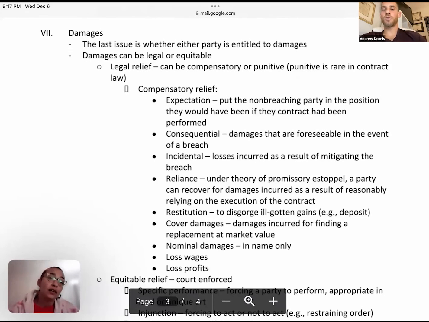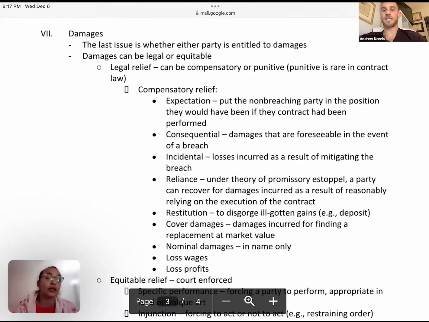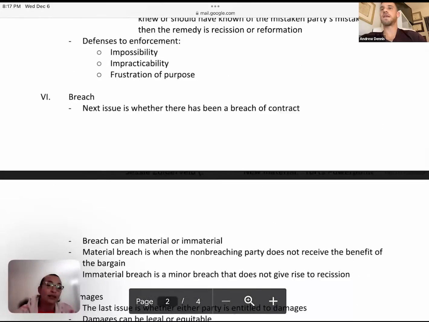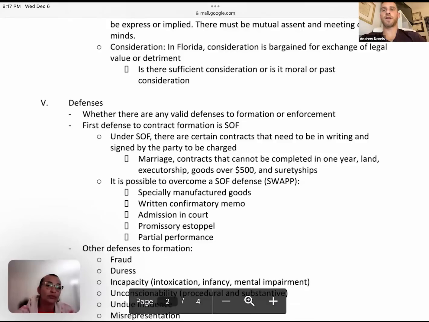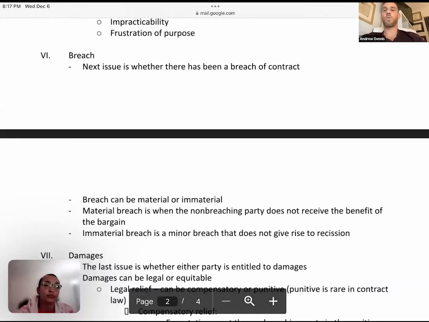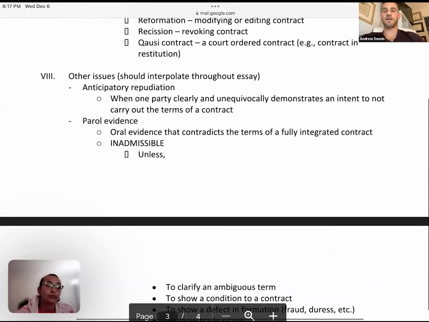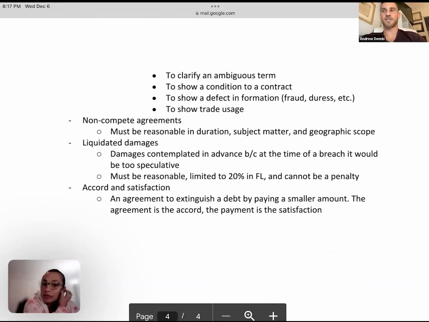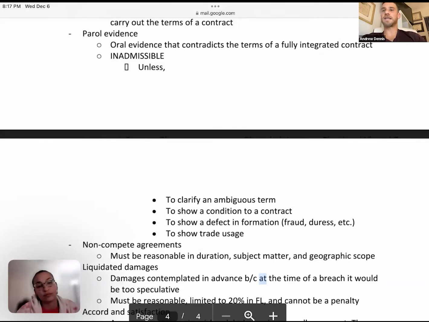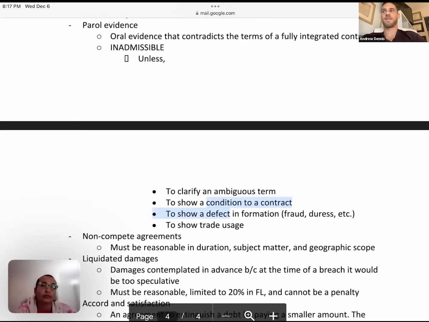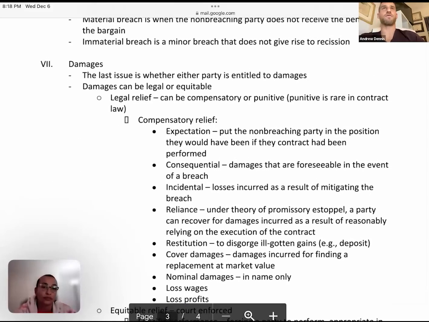I was wondering if we should add parole evidence. Yes. So parole evidence is included at the bottom of this outline, just like anticipatory repudiation is. Parole evidence is good to bring in over defenses. It's good to bring in formation. When I get to the bottom of this, other issues, anticipatory repudiation, parole evidence, non-competes, liquidated damages, according to satisfaction, those things I say interpolate throughout the essay. Meaning, parole evidence probably would have been brought up by now. I just haven't covered it in this lecture, but yes, in your essay, it probably should have been interpolated by now, before damages for sure.